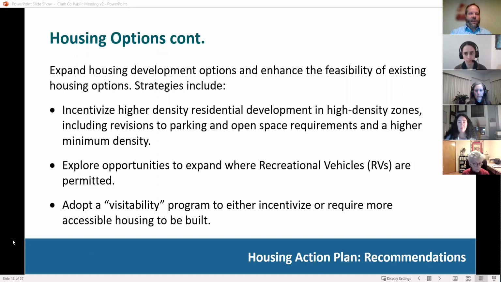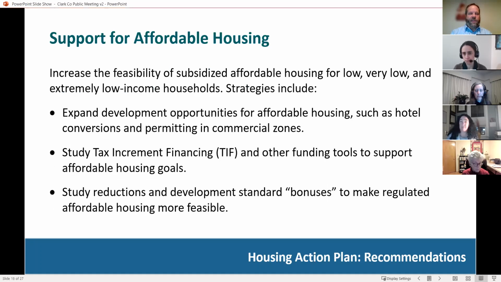Moving on to our next category, support for affordable housing. We're looking to increase the feasibility of subsidized affordable housing for low, very low, and extremely low income households. Some examples here are expanding development opportunities for affordable housing, such as hotel conversions and permitting affordable housing in commercial zones, potentially without a ground floor commercial component.